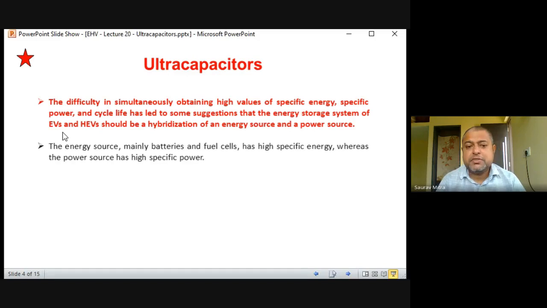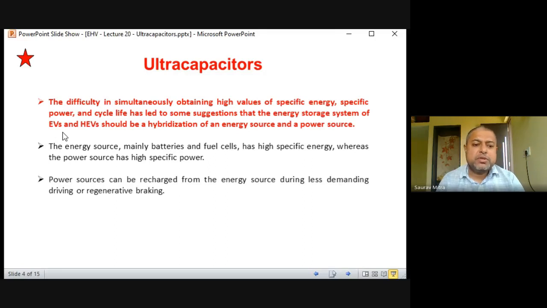The battery is an energy source, the ultracapacitor is a power source. The energy source, mainly batteries and fuel cells, has high specific energy, whereas the power source has high specific power. Power means energy per time. So a power source is one which can give us a huge amount of energy in a short period of time. Power sources can be recharged from the energy source during less demanding driving or regenerative braking.